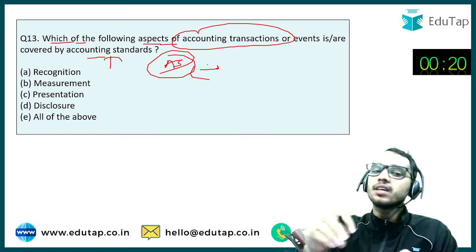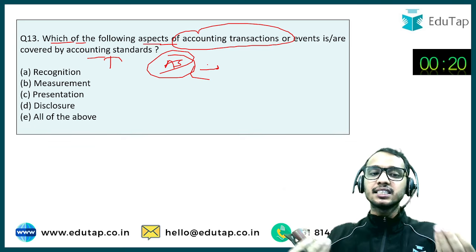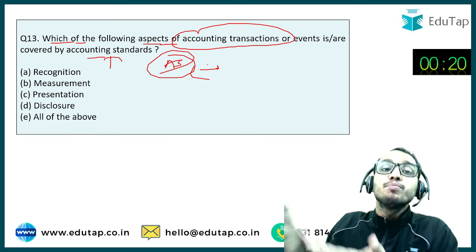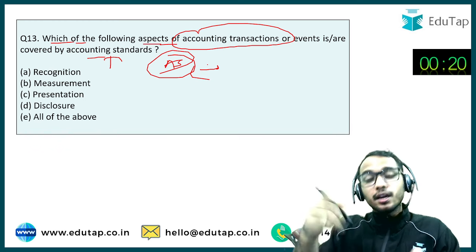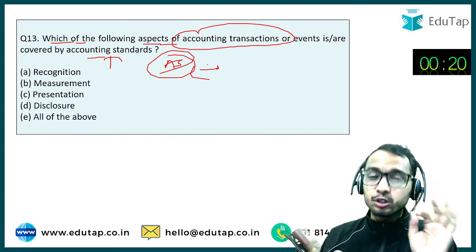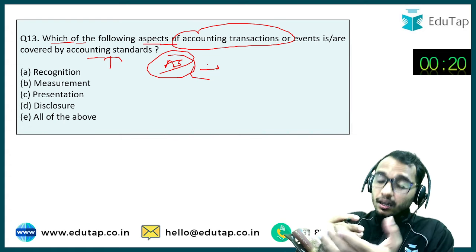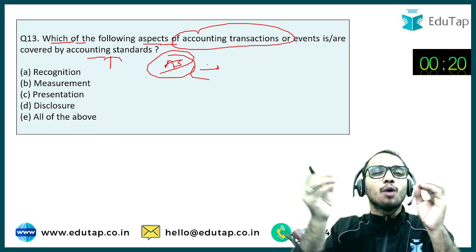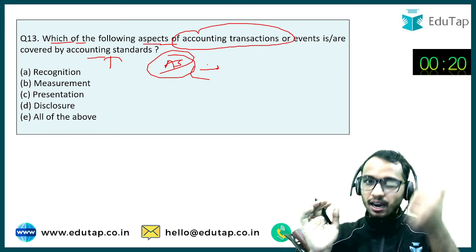So this is included in the accounting standard. And what else? It gives you the measurement part as well, how you're going to measure that transaction. It gives you the presentation of that transaction in your financial statements, and it also provides what other disclosures you have to make in your financial statements. So this is the usage of the accounting standards. Got it? Got the clarity, logic?